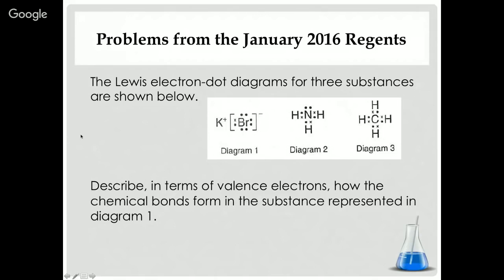So the first one says, the Lewis electron dot diagrams for 3 substances are shown below. Diagram 1, 2, and 3. Describe, in terms of valence electrons, how the chemical bonds form in the substance represented in diagram 1. So they're only talking about diagram 1 on this question. And again, in terms of valence electrons, how the chemical bonds form in the substance. So I'll give you a moment to think about that, and then we'll go over the answer.